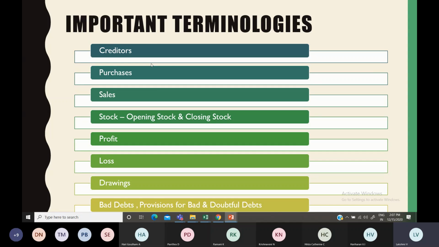I hope everyone has understood so far what is meant by debtor, what is meant by creditor, what purchase means and what sales means. Only if you know this terminology can you record the entries and make everything. Your base should be strong enough in that, and only then can you go further.